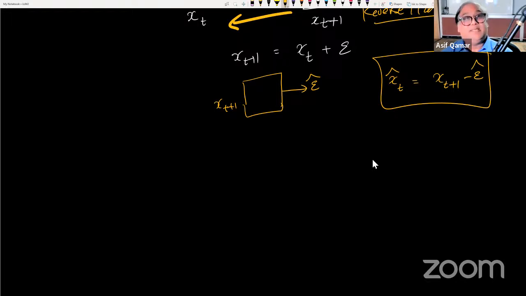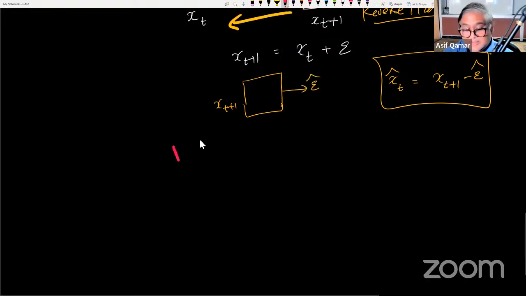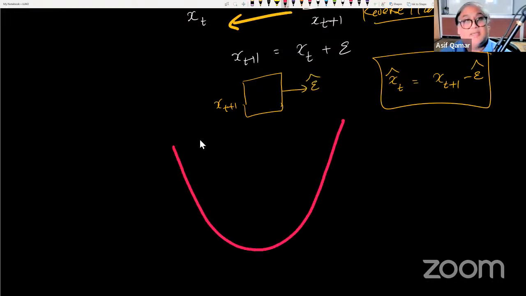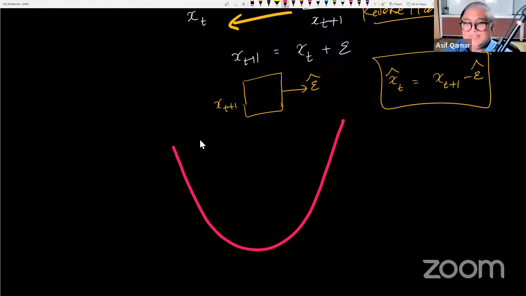Autoencoders, and in particular, a special adaptation of autoencoder that we use, autoencoder plus residual links, skip links. What is an autoencoder with skip links called? UNet. Yeah, UNet. So you guys remember we did UNets.